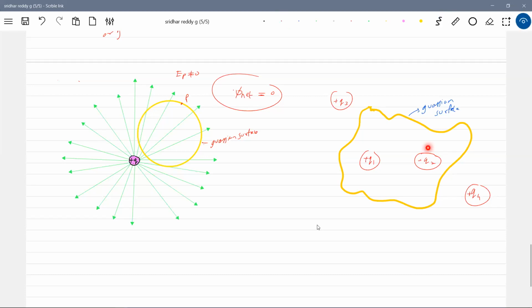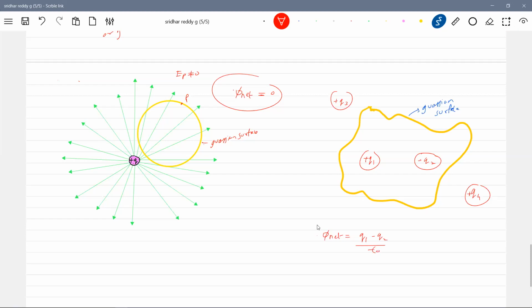Net flux will be there only due to Q1 and Q2. Because even if you draw the lines of force due to the whole system of charges, only due to these two will there be a net flux. So the net flux is given by Q1 minus Q2 by epsilon naught.